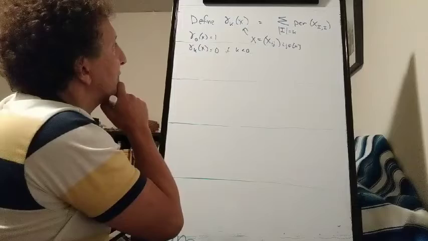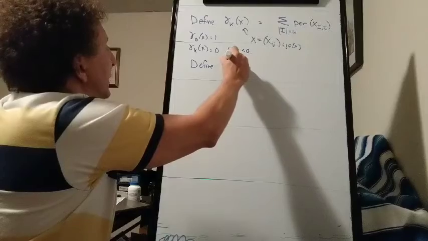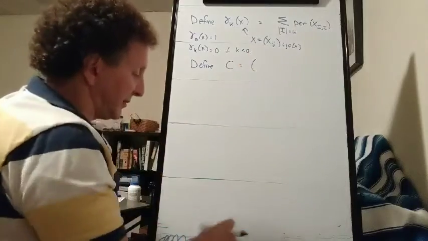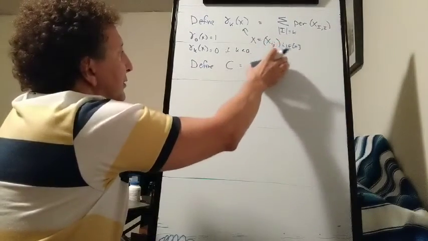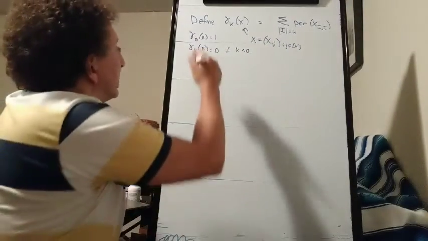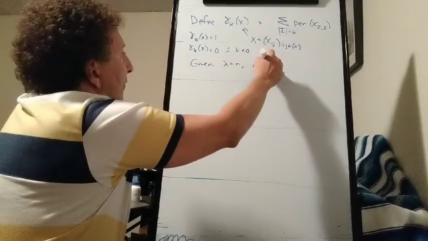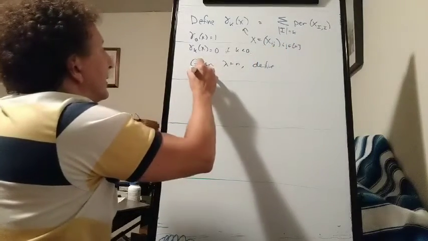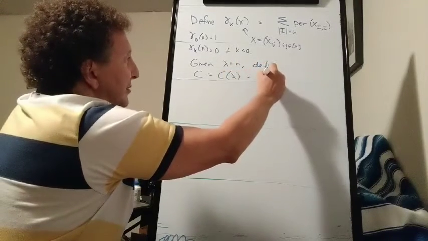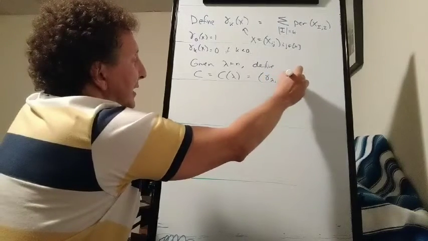Then using these polynomials gamma, we'll define a matrix C. Actually, this depends on a partition too. So given a partition lambda, we define C, which really depends on lambda, to be the matrix whose ij entry is gamma of lambda i plus j minus i.